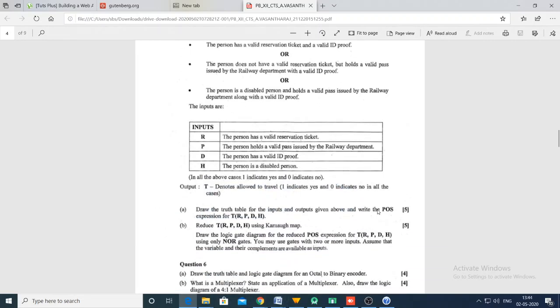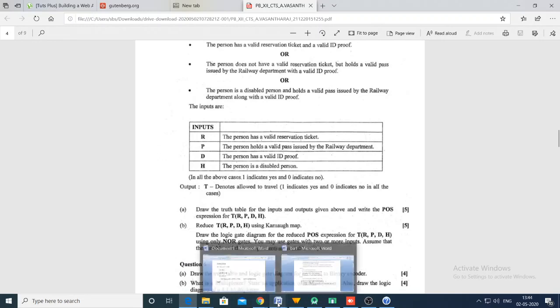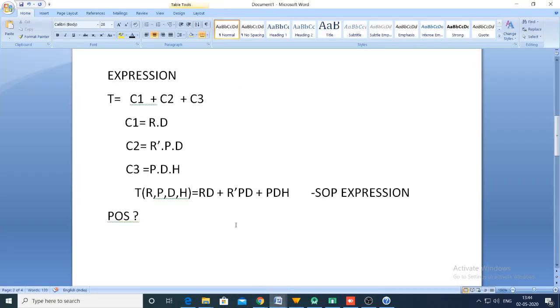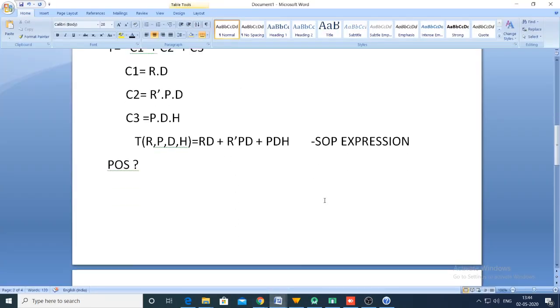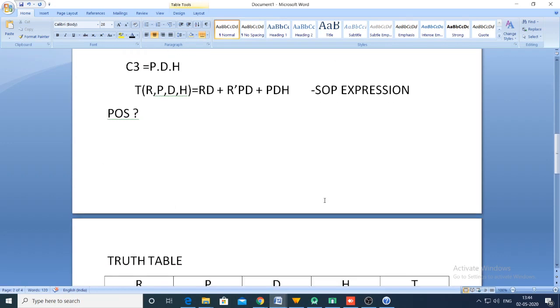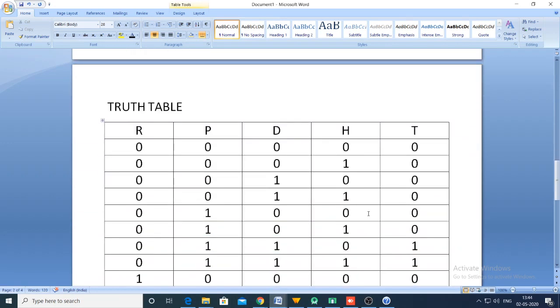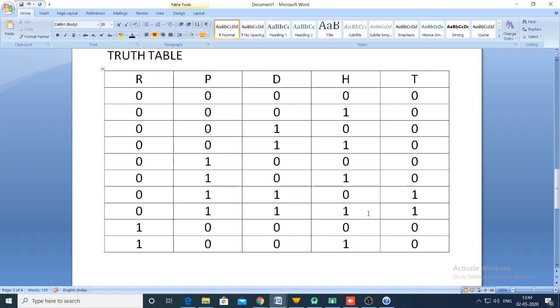But now they asked for the logical expression in POS form, and here we have prepared the expression in SOP form. So how can we derive the expression in POS form? Yes, in the last video we studied how to derive the Boolean expression in POS form from the truth table. So how to derive the Boolean expression?